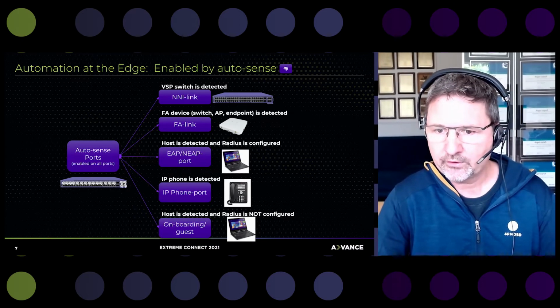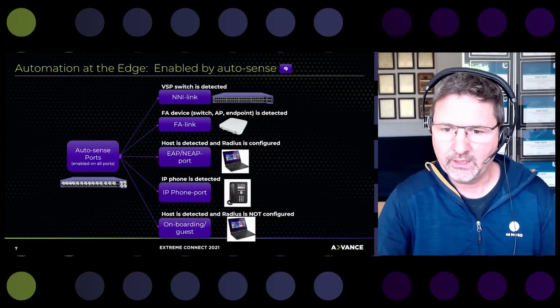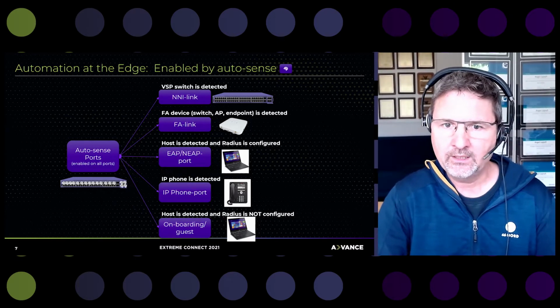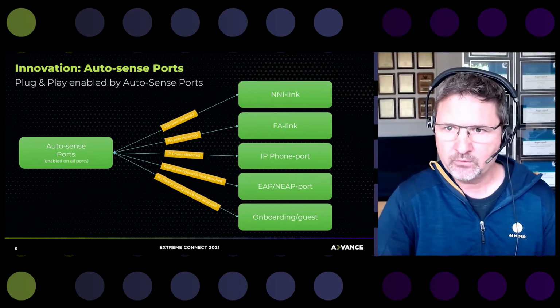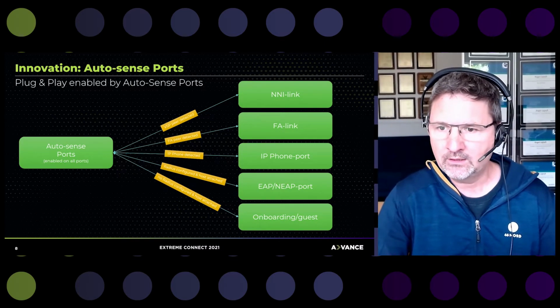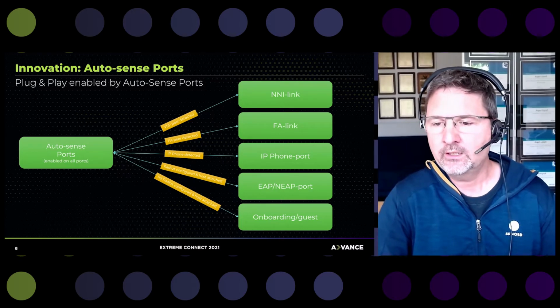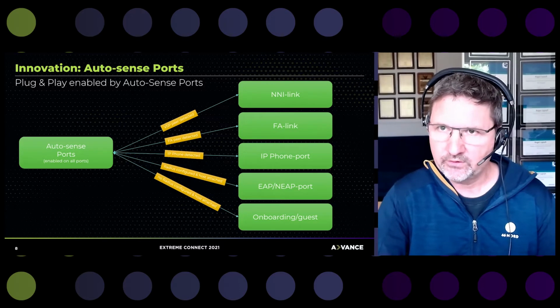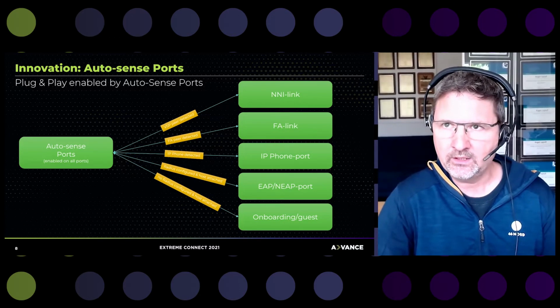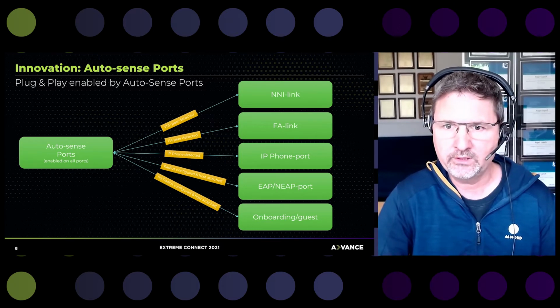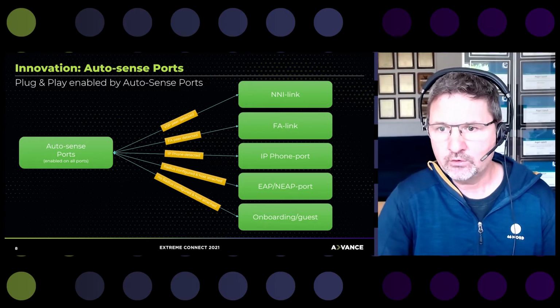Or if something else is connected and no Radius is there, then it will end up in the guest ISID. So basically what we're showing here is that the ports have a state machine, and the state machine will detect what's connected to it, and it will convert to whatever it's required to be. This capability, I didn't mention this in the beginning, is shipping with VSP release 8.3, so it's in the market already, and you can use it today.